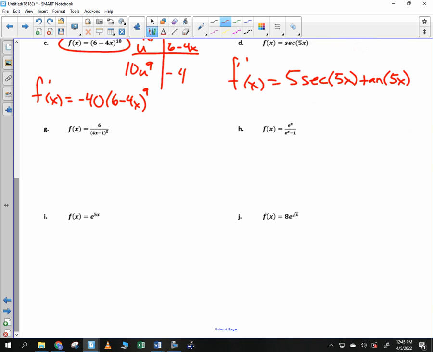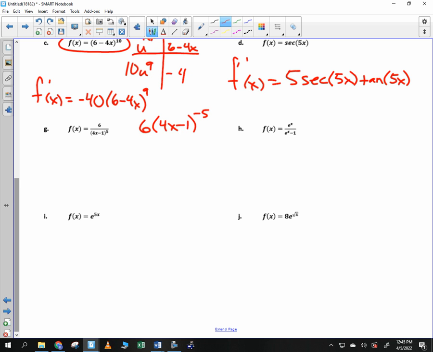Letter G. Tell me how to get started here. Yeah, so you'd have 6 times 4x minus 1 to the negative 5th. No. Nope, not at all.